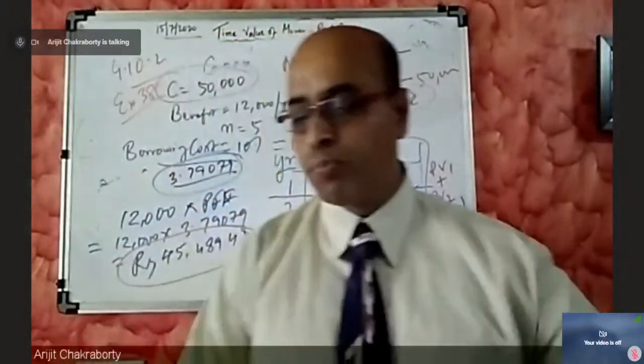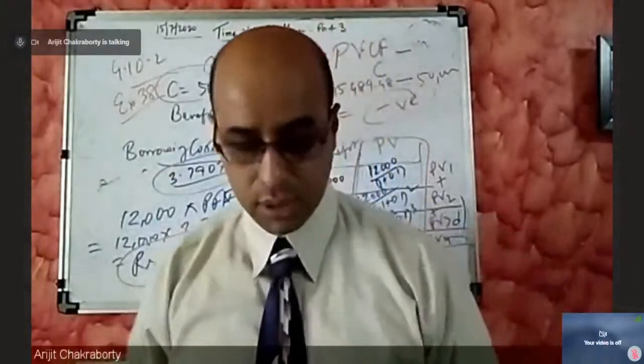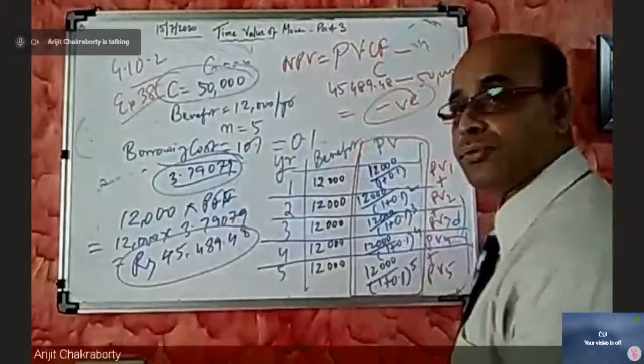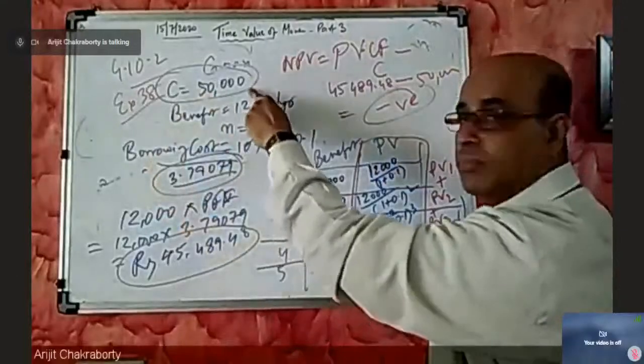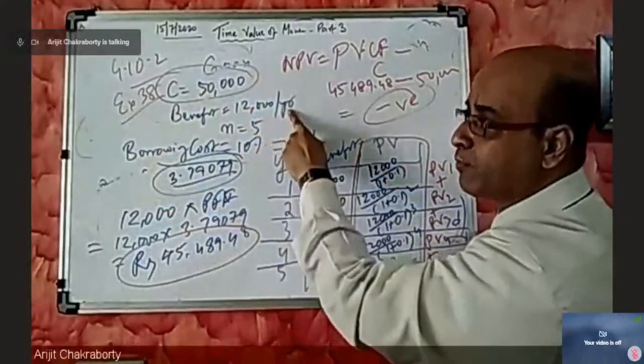Okay. Now I come to bond valuation, 4.10.3, 4.10.3. I hope this is clear. We saw the machine, the cost of the machine, the benefit per year.